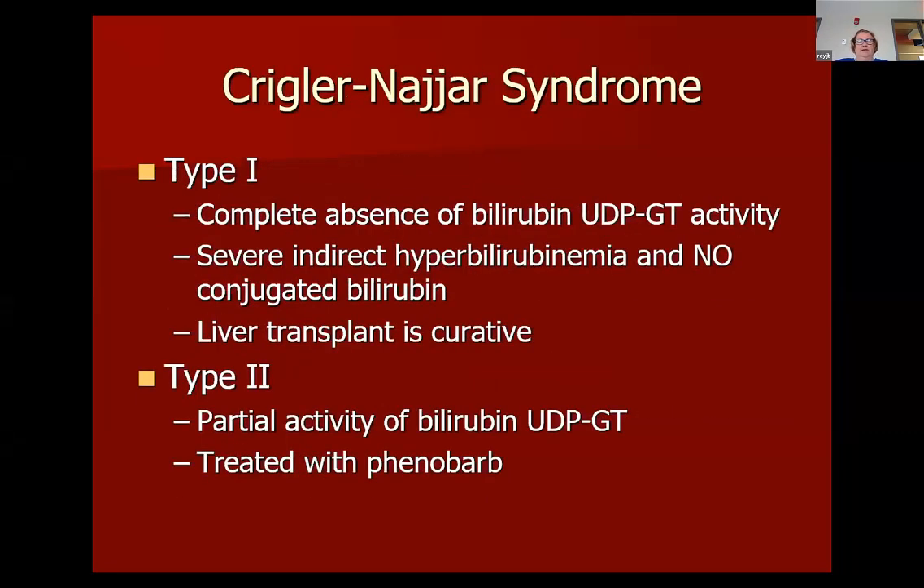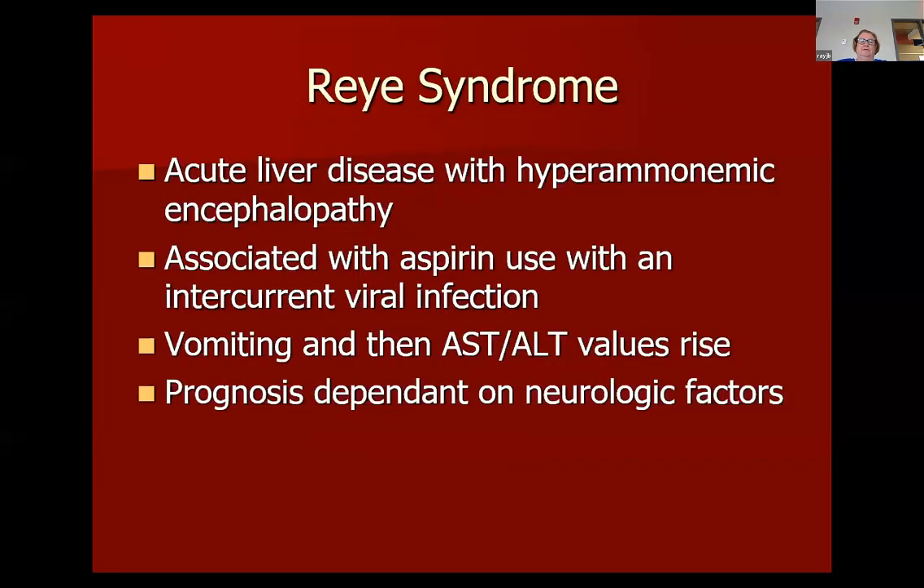Crigler-Najjar, these are rare genetic things, nothing you want to really see, and I don't think anything you need to know anything about it. Reye syndrome is something that most of you have probably not ever heard of, but it's a very severe liver disease associated with ammonia levels that go up, and an encephalopathy that's associated. We used to see it with aspirin use with a viral infection. In particular, we saw it with chicken pox and with flu, and the use of aspirin. That's the reason that aspirin is basically not available for children unless they have to be on it for like a rheumatoid condition.